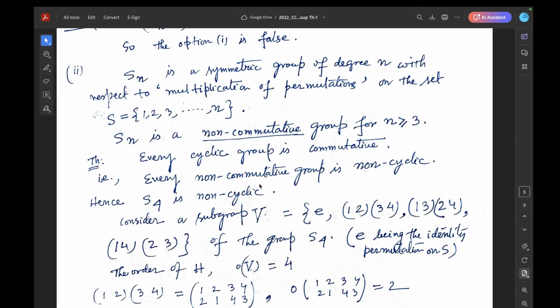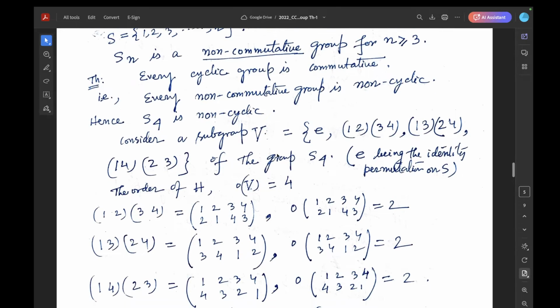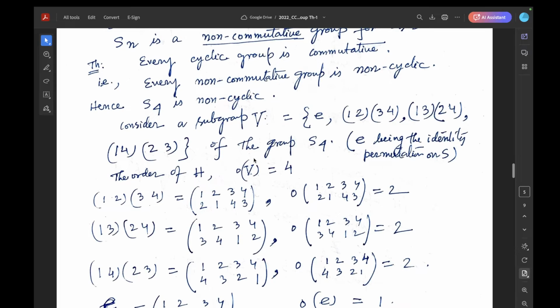Hence, S4 is non-cyclic. Now, consider a subgroup V of S4. V is the set {E, (1 2)(3 4), (1 3)(2 4), (1 4)(2 3)} of the group S4, where E is the identity permutation. The order of V is 4.